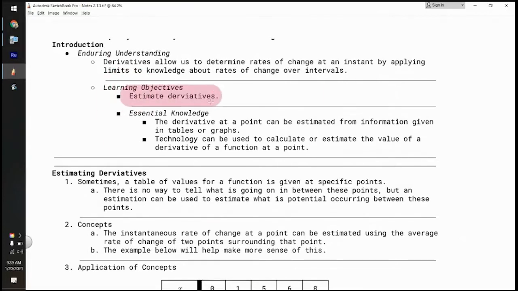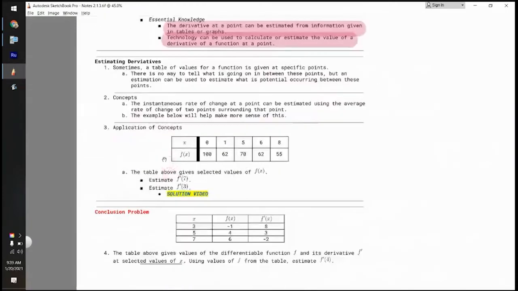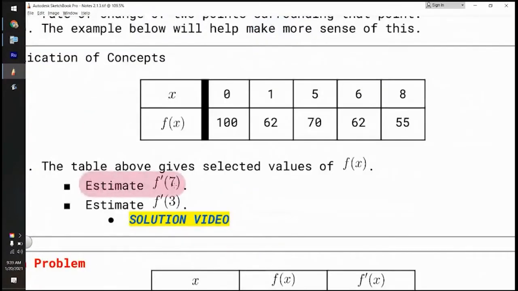So the whole objective of this 2.13 here is estimating derivatives. You should be able to estimate derivatives by the end of this. And it says right here, the derivative at a point can be estimated from information given in tables or graphs. Technology can also be used to estimate derivatives. Okay, I'm just going to shoot straight to the example problem right here. Estimate f prime of 7. Okay, and we have a table here.